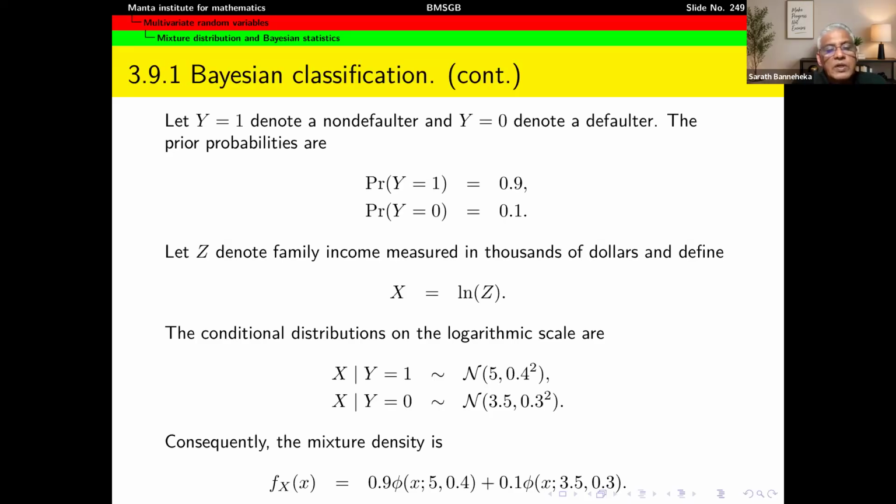So therefore, the mixture density, if you consider a randomly selected application, the density function of income X will be given by 0.9 times the normal density function with mean 5 and standard deviation 0.4, plus 0.1 times the normal density with mean 3.5 and 0.3.